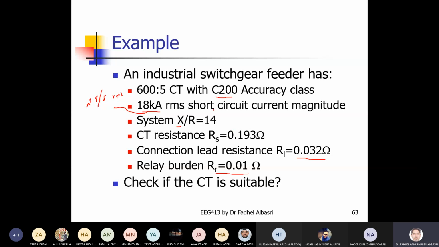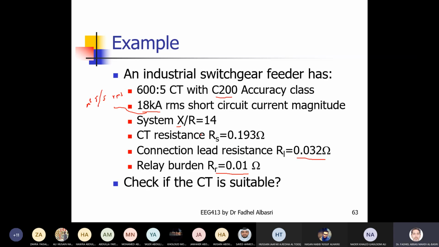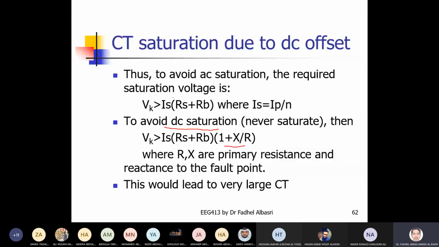Now, I will consider that I have no DC effects. Case 1, considering just symmetrical AC current. There is no DC. If I take RS plus the burden resistance, I get 0.23. Now, I secondary maximum due to fault is I fault divided by the CT ratio, which is divided by 600/5, times the total burden plus the secondary resistance. I get 35 volts. I just substituted in this equation.